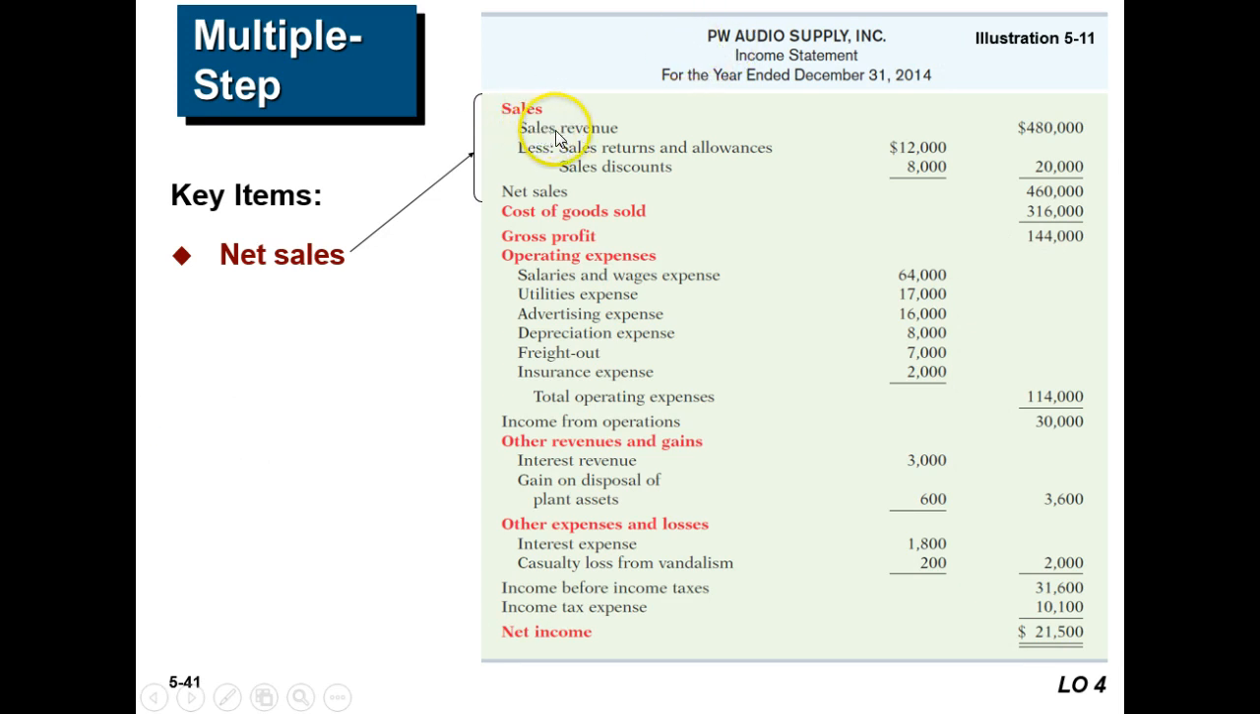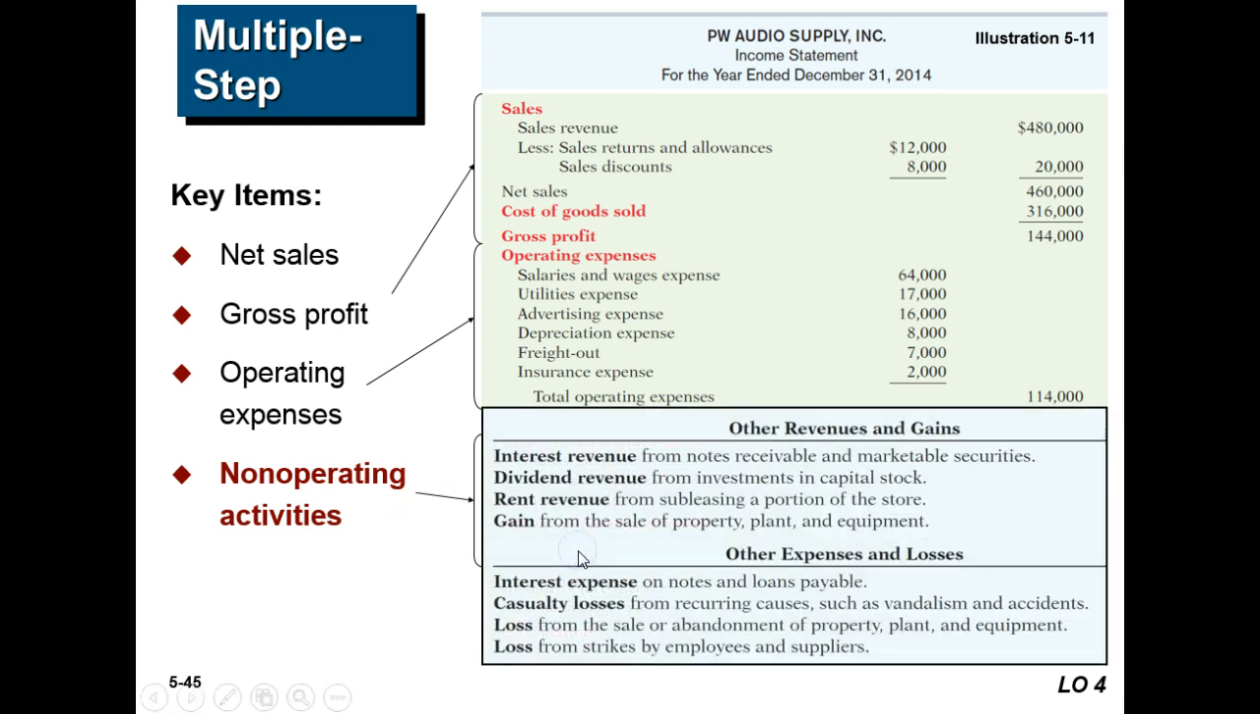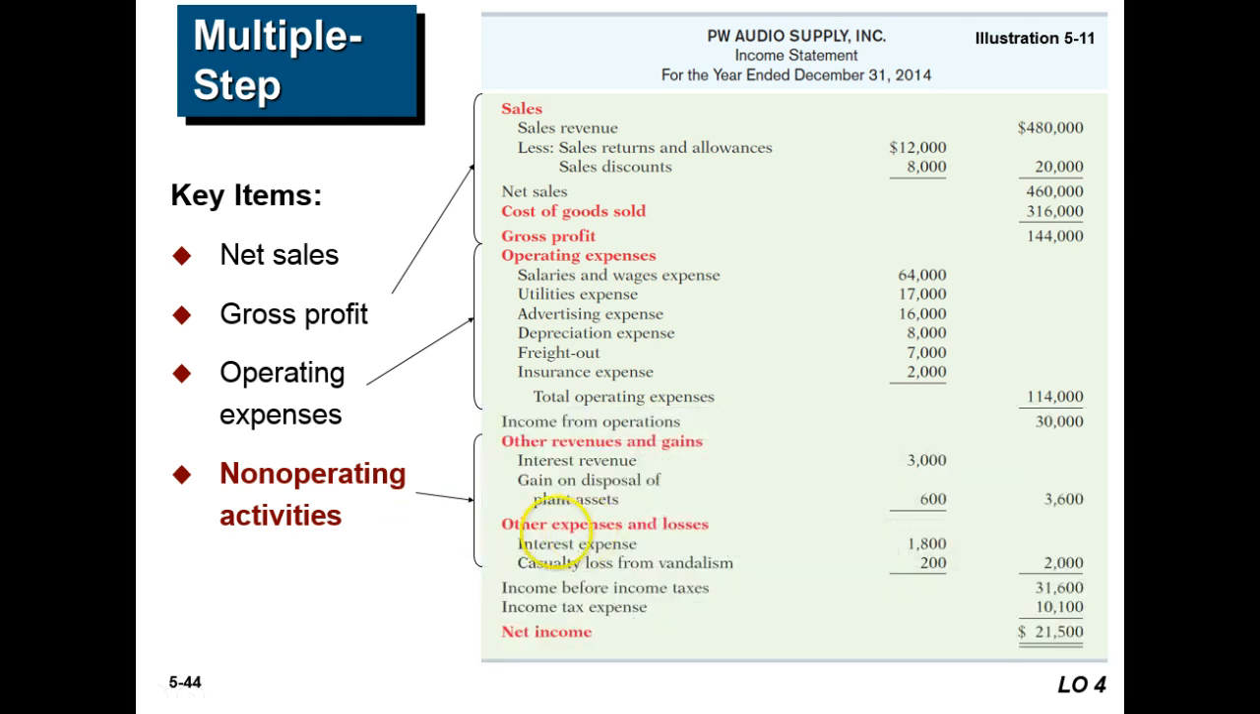Items here, your sales revenues, less your sales returns and allowances or discounts give you what's called your net sales. Then your net sales minus your cost of goods sold give you the gross profit. Then you've got all these various operating expenses, just normal expenses in running the business. Then you've got these non-operating activities, interest revenue, gain on disposal of plant assets, maybe certain interest expense, casualties. My guess is when British Petroleum had that huge oil spill, it was down here, okay? It wasn't just a normal part in operating.